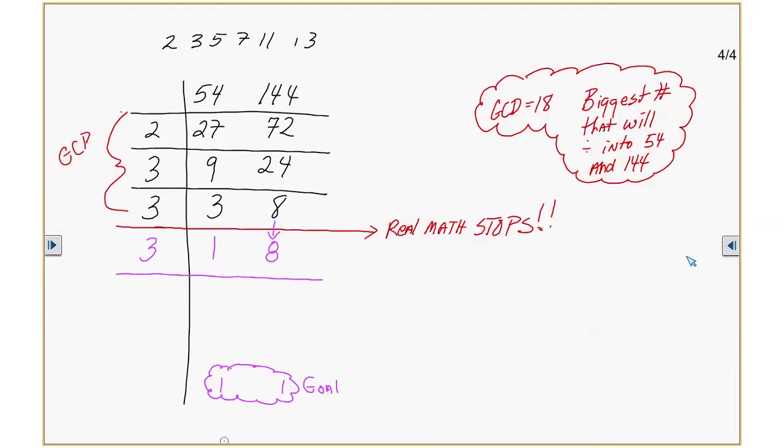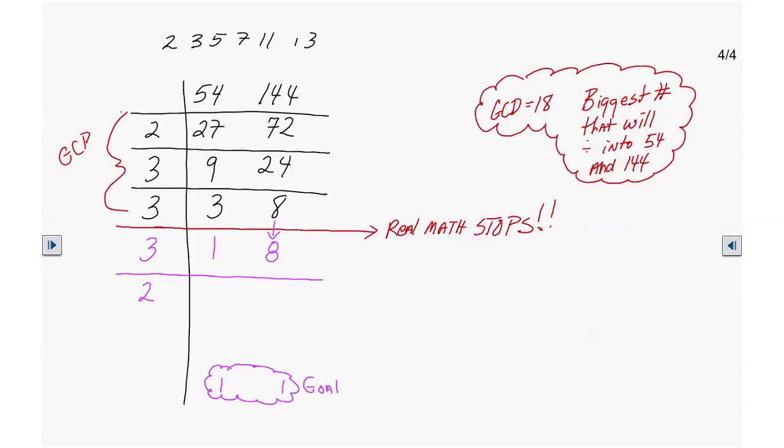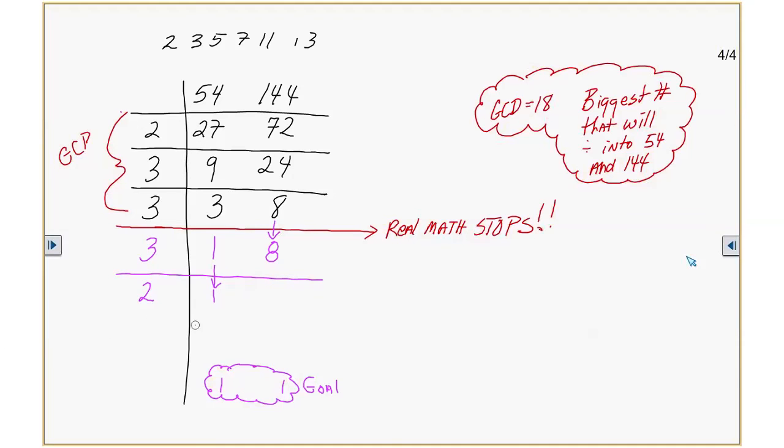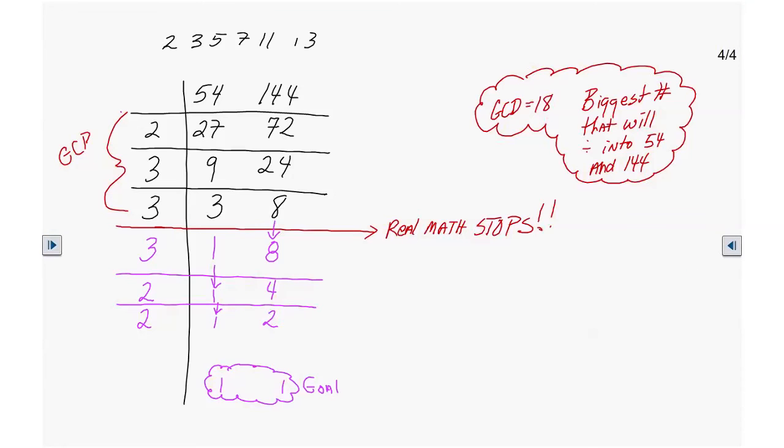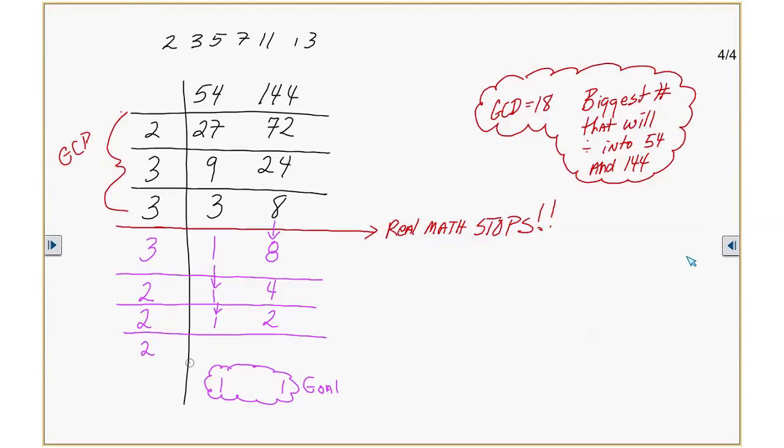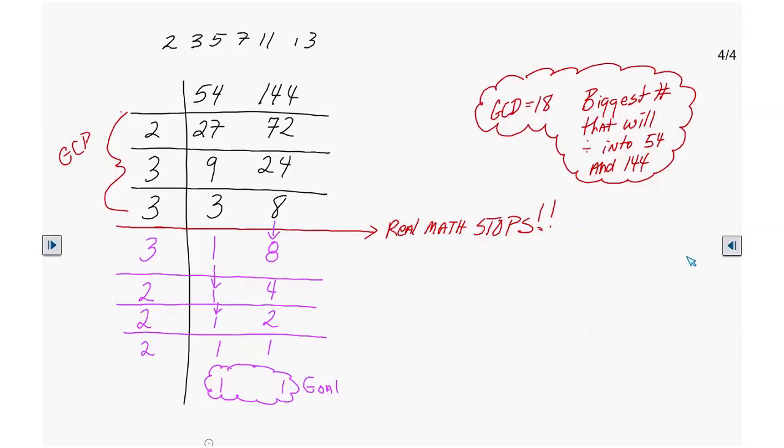Okay, now what will go into 8? 2. So I put a 2 here. 2 won't go into 1, so what do I do? Bring it down. 2 will go into 8 4 times. What will go into 4? 2. Bring the 1 down. 2. And 2 will go into 2. Hey, I got my what? I got my 1s. I'm done.